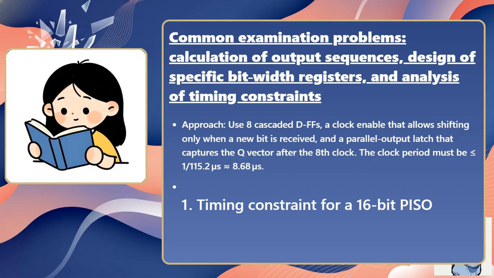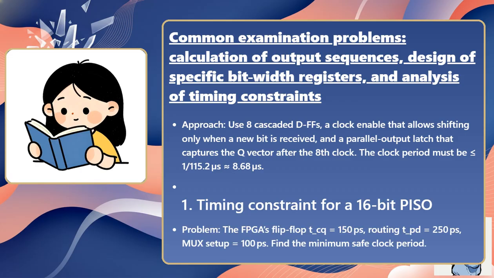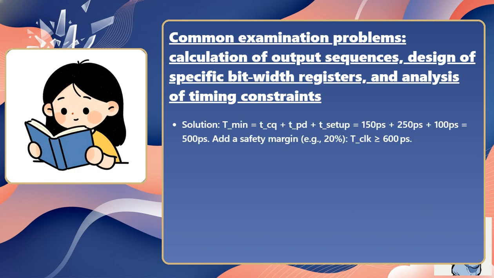3. Timing constraint for a 16-bit PISO. Problem: the FPGA flip-flop TCQ equals 150 picoseconds, routing TPD equals 250 picoseconds, MUX setup equals 100 picoseconds. Find the minimum safe clock period. Solution: T-min equals TCQ plus TPD plus T setup equals 150 plus 250 plus 100 equals 500 picoseconds. Add a safety margin, for example 20%. Clock period greater than or equal to 600 picoseconds.